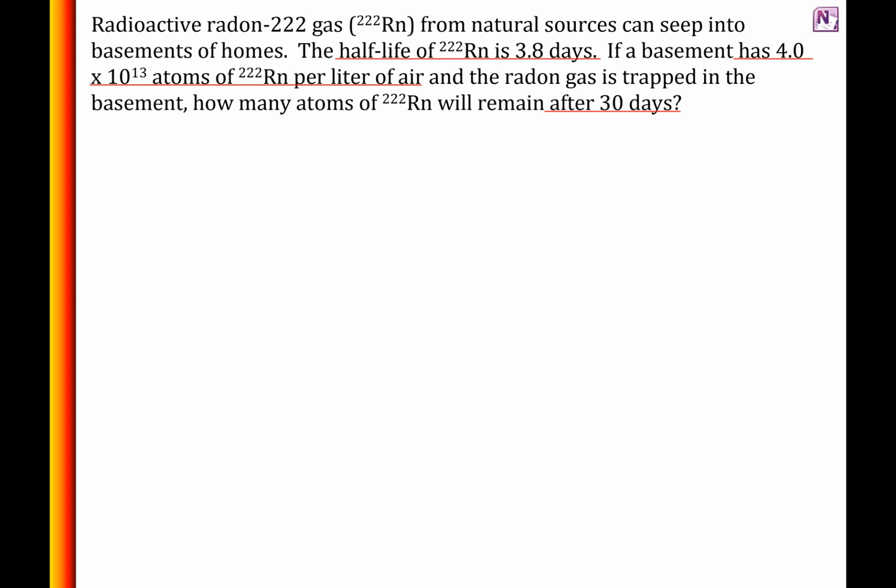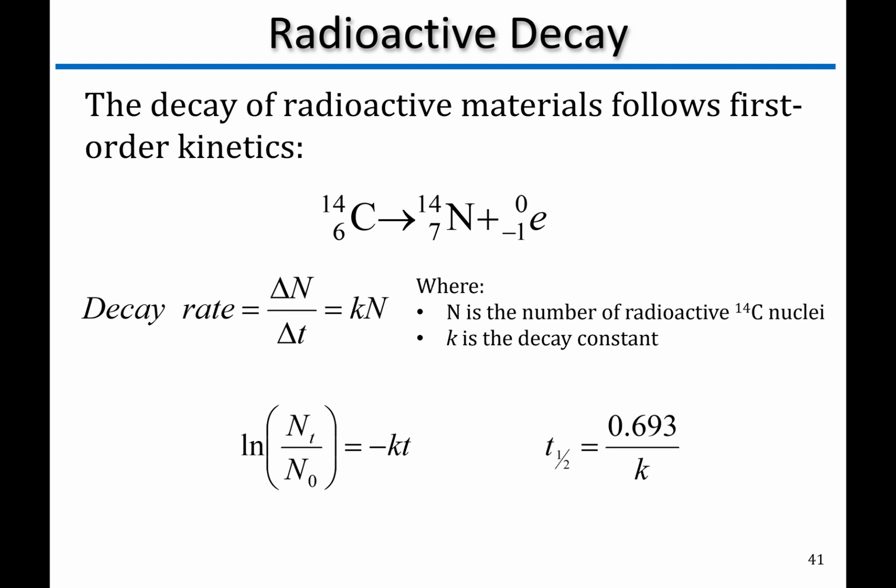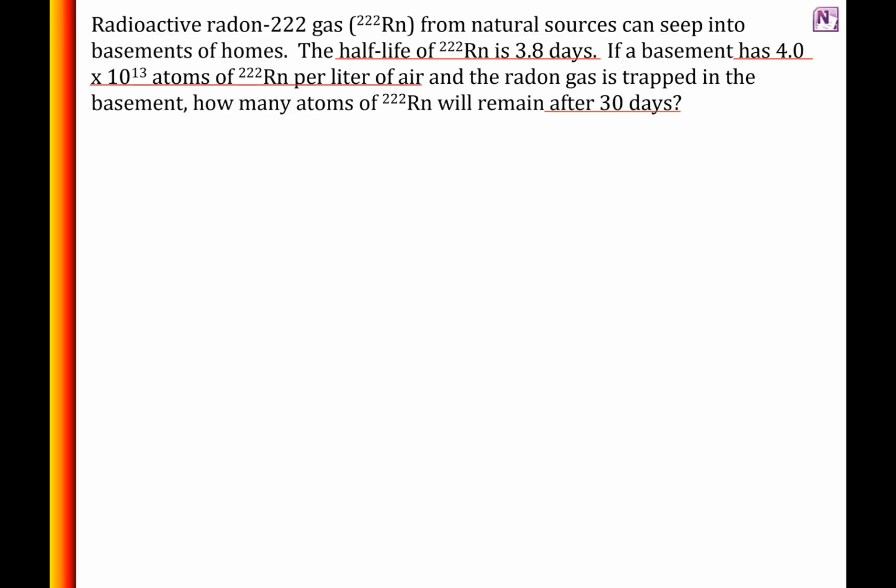It says radioactive radon 222 from natural sources can seep into basements of homes. The half-life of this radon is 3.8 days. The question asks, if a basement has 4.0 times 10 to the 13 atoms of radon per liter of air, and the radon gas is trapped in the basement, how many atoms of radon will remain after 30 days? Based on these two equations, and based on the data given here, see if you can determine how much radon will be left after 30 days.